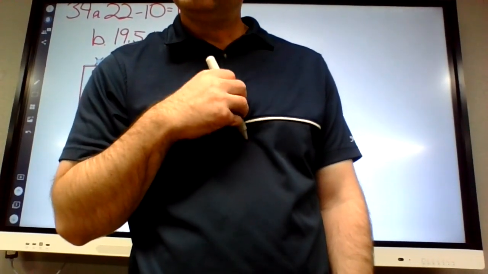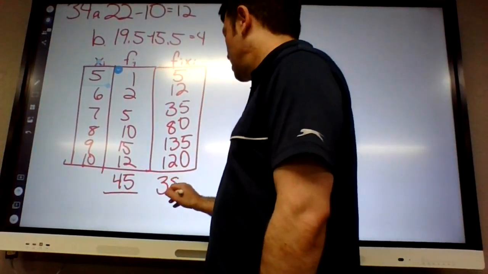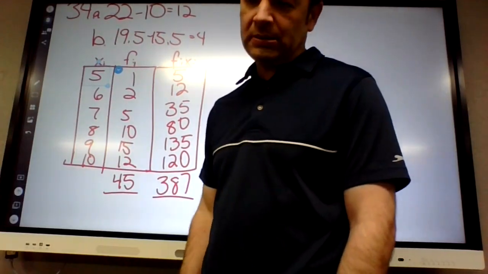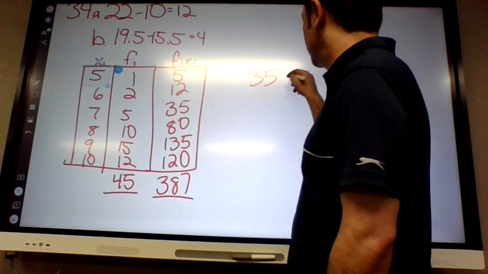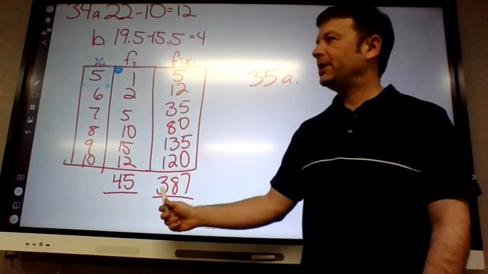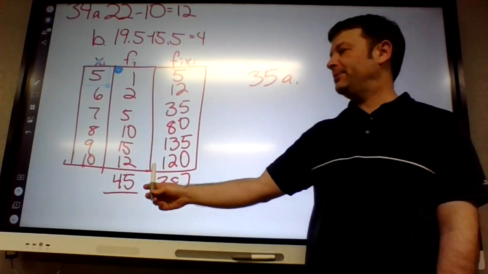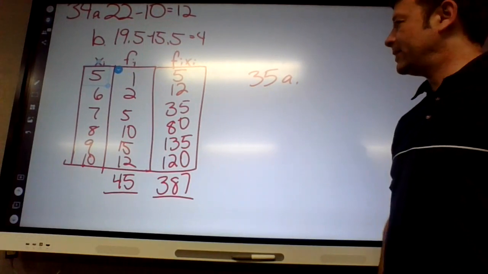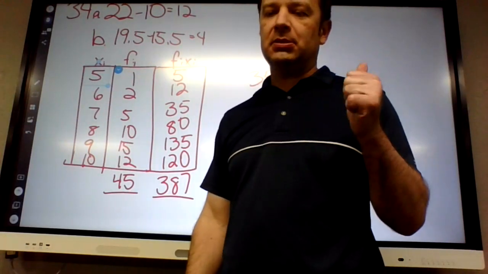What did that add up to? 387. Wait, is that right? Yep. Okay. So, what number are we on? 35. So, how do we find the mean? You add all the numbers together, which is what we did right there, and you divide by the number of numbers. So 387 divided by 45, and you just round to the tenth place. 8.6.